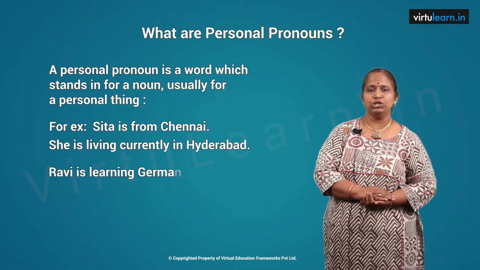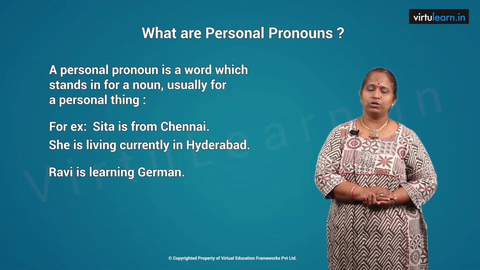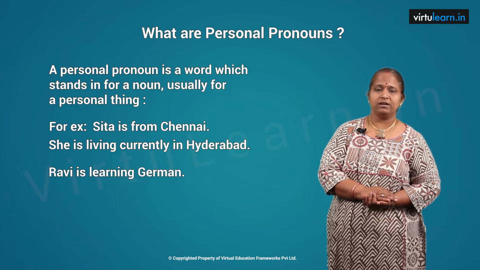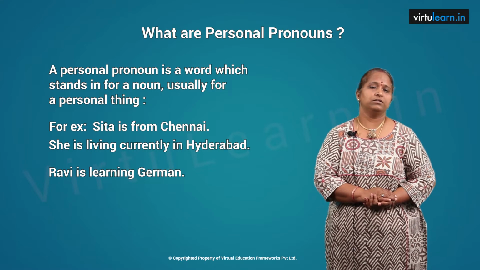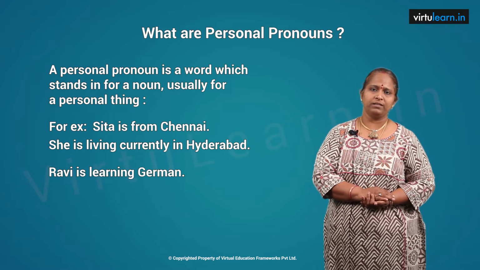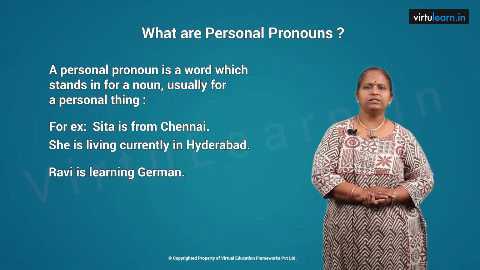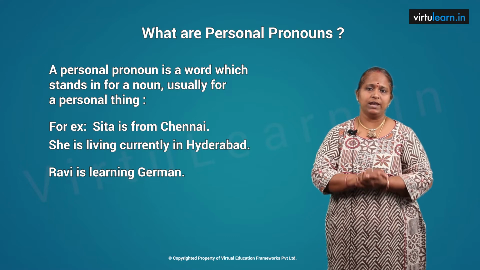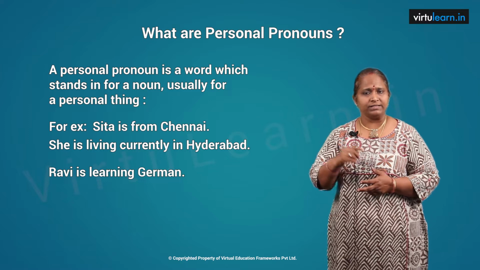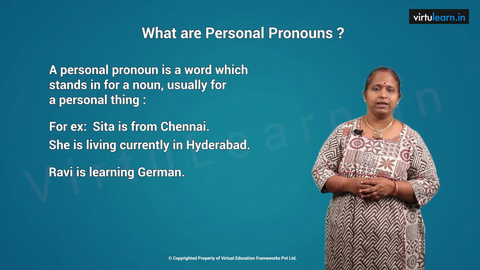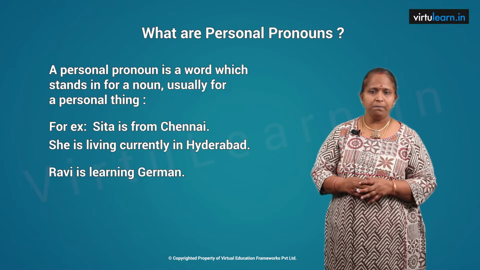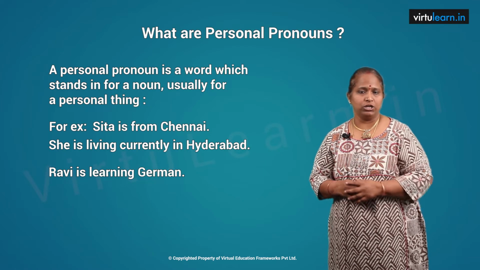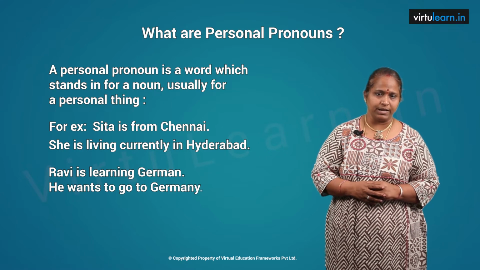Ravi is learning German. I cannot keep on talking about Ravi using his name. For example, Ravi is learning German. Ravi is 18 years old. Ravi is from Hyderabad. It sounds very weird to listen to the name again and again. So in the first sentence, when we use the noun or the name Ravi, the second sentence should be replaced by a personal pronoun. So the male personal pronoun in English is he. So Ravi is learning German. He wants to go to Germany.